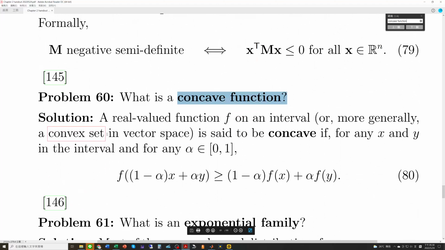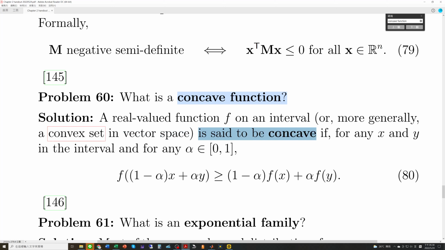So a convex set in vector space. I think you have already learned what a vector space is when you took the course linear algebra. So I do not plan to introduce this here.